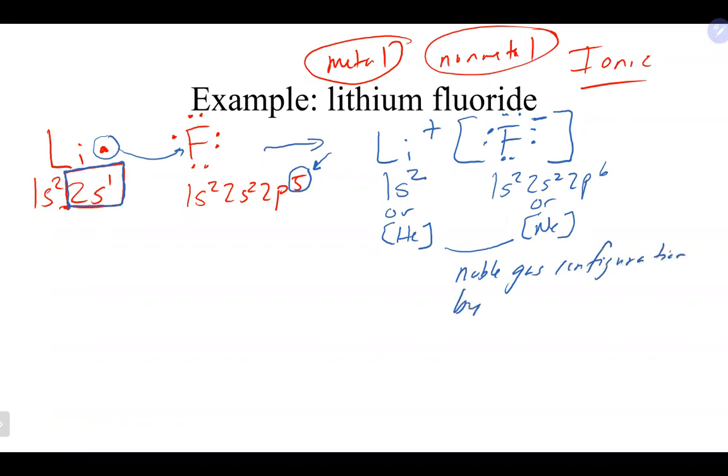by sharing electrons. I'm sorry, by transferring electrons in this case. They become what is referred to as being isoelectronic with the noble gases. That means they have the same electron configuration. And that again is really the basis of bonding here. Any questions on that type of bond there?